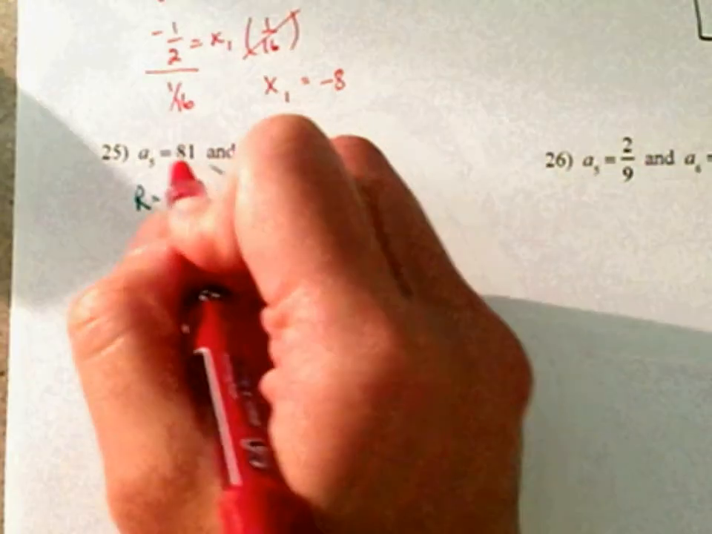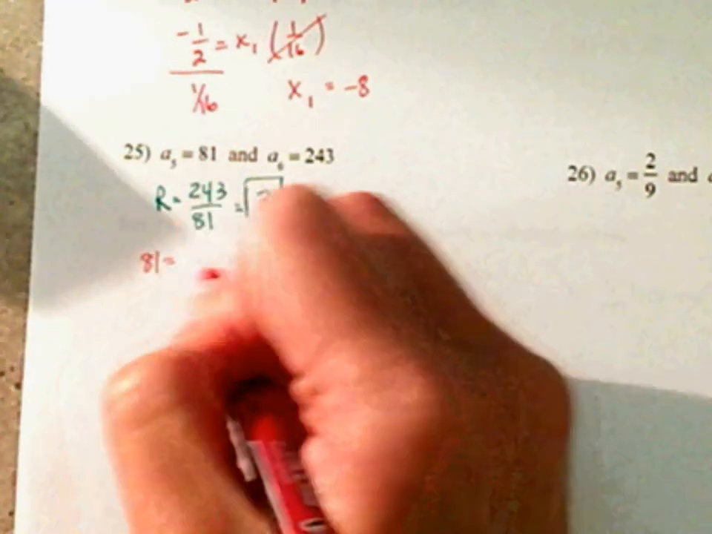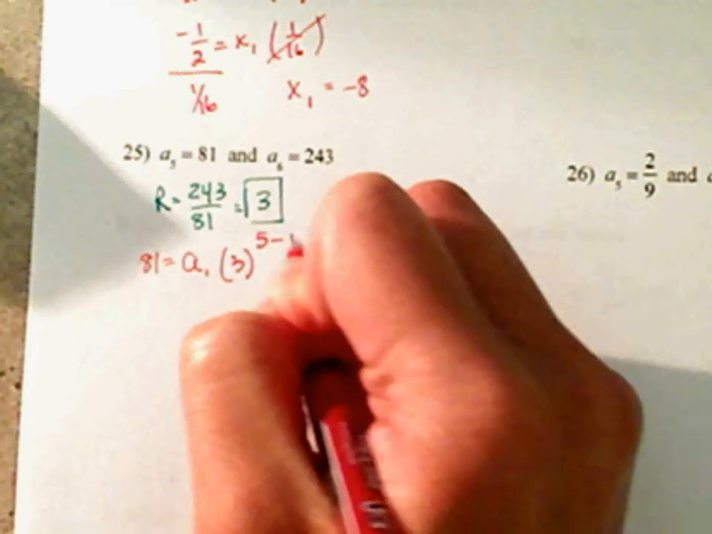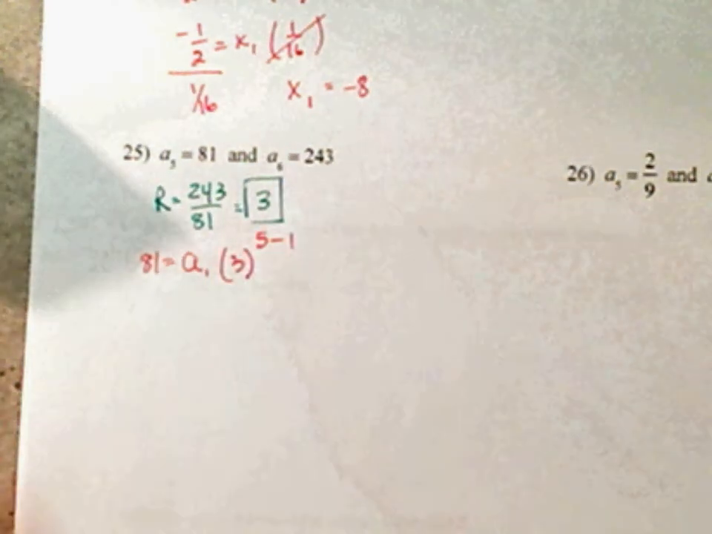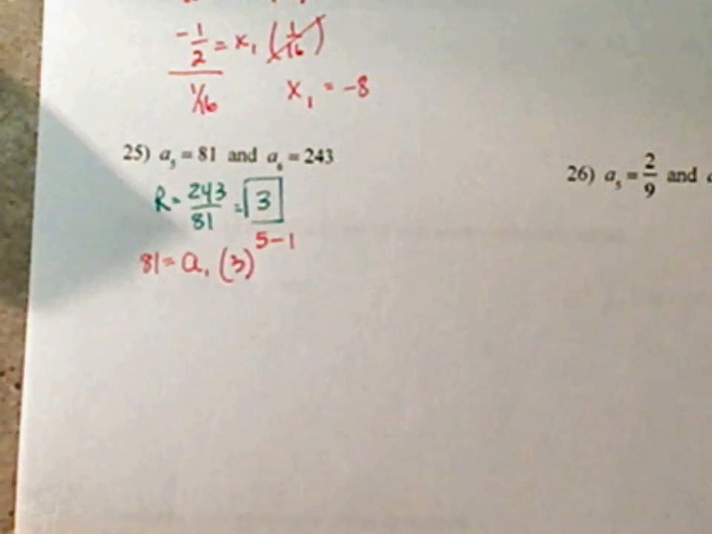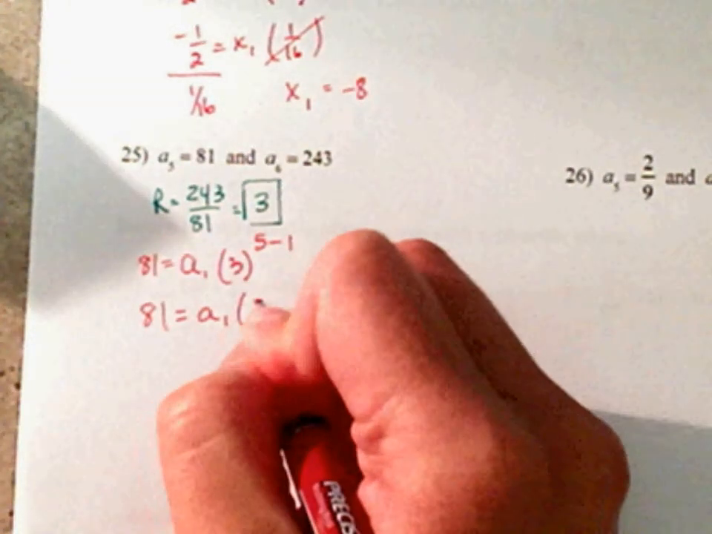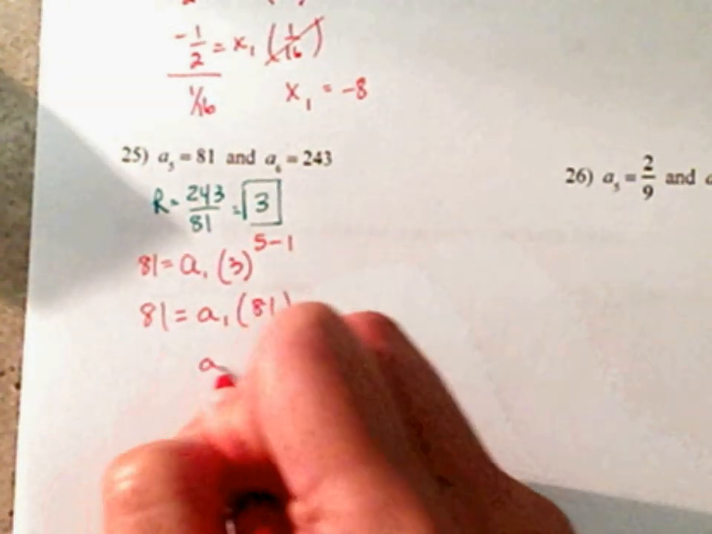I'm going to use 81. A of 1 times your 3 to the 5 minus 1. Okay? So let's do our math. 3 raised to the 4th power. So 81 is equal to A of 1 times your 81. Divide. First term is 1.